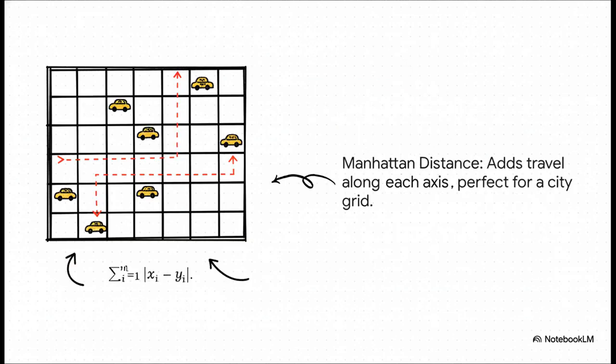Now, this is where it gets interesting. Let's talk about Manhattan distance. Picture yourself in a New York City taxi. You can't just drive diagonally through buildings, right? You have to stick to the grid of streets and avenues. So this distance is calculated by just adding up how far you travel horizontally and how far you travel vertically.